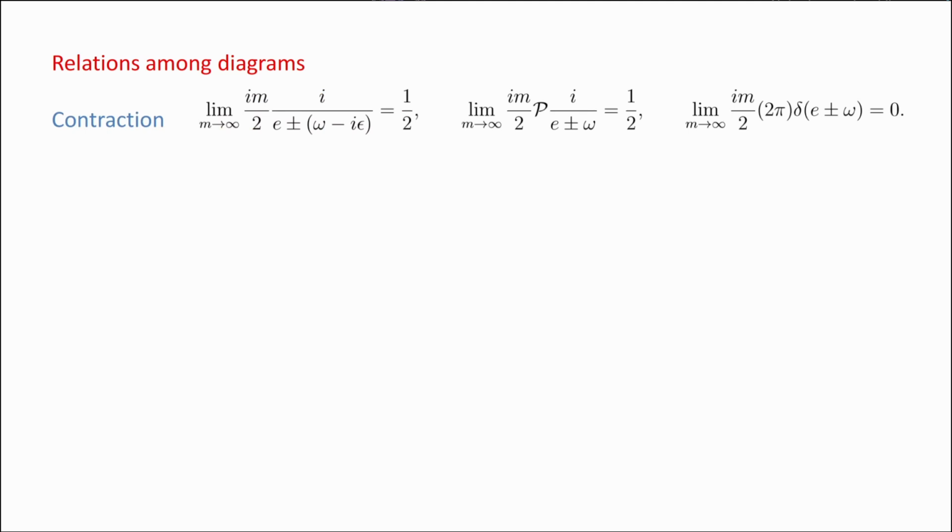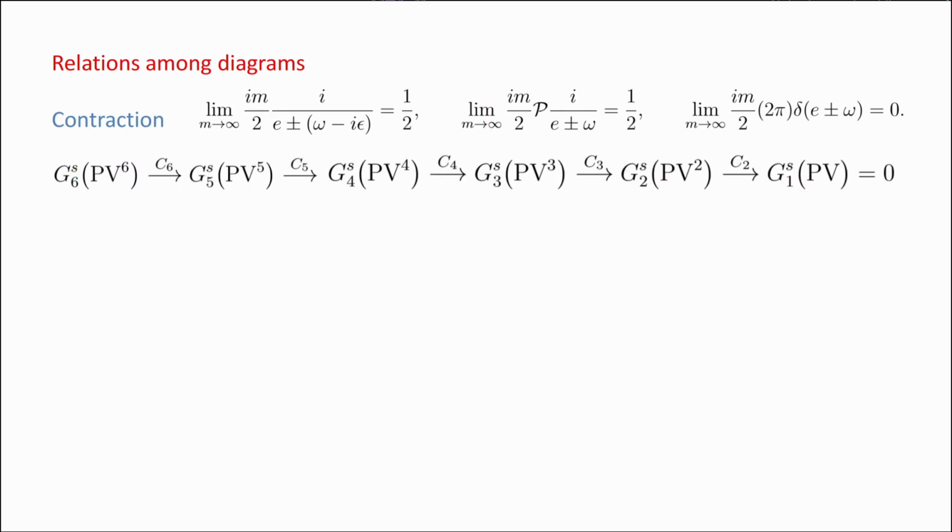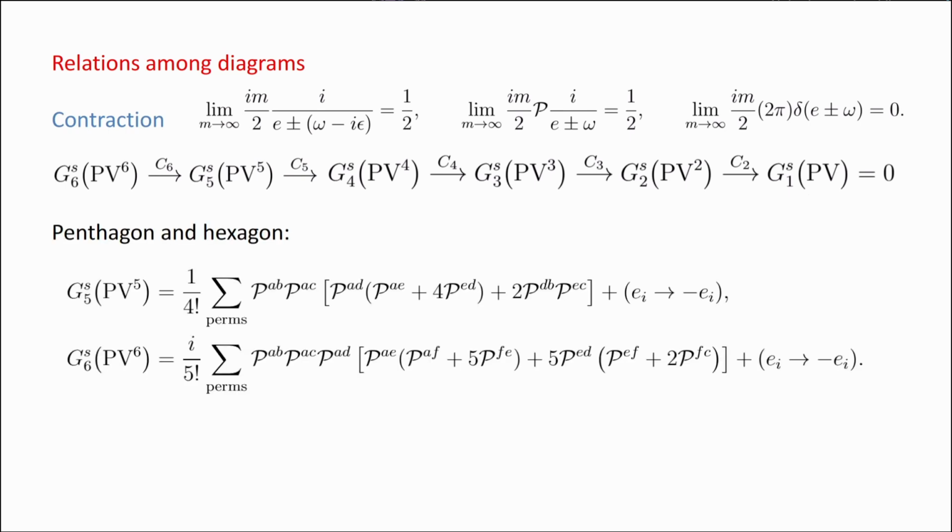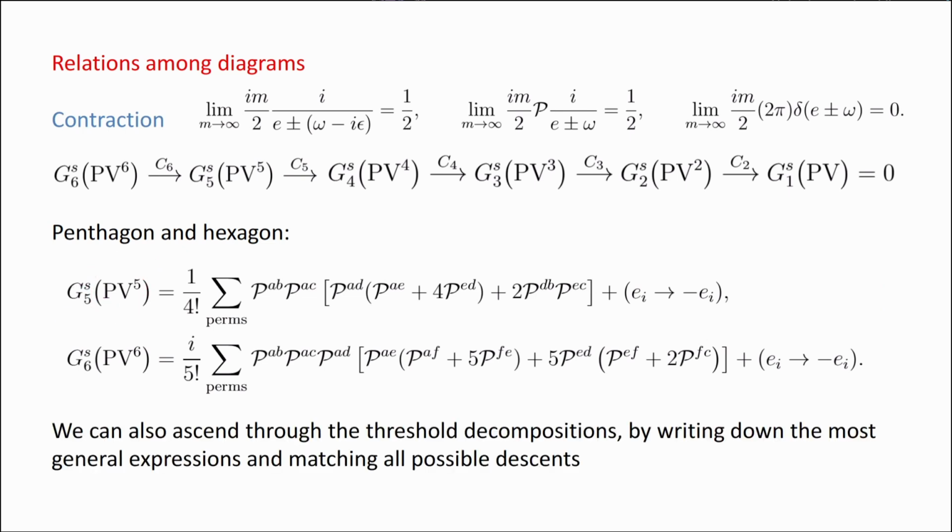I will not give you details, just tell you that the contraction is simply the limit of infinite masses. You first multiply by a mass and then take the limit, because the purely virtual part of a propagator tends to a constant and the on-shell part tends to 0, so you can separate the two by means of this projection, and you can check that all the formulas we have been given are related, from the hexagon to the pentagon to the box to the triangle to the bubble and to the tadpole. The pentagon and hexagon have not been given so far, but here they are. These are the purely virtual. This is the pentagon with 5 purely virtual particles. We can also ascend through the threshold decompositions by writing down the most general expression and then matching all the possible descents.